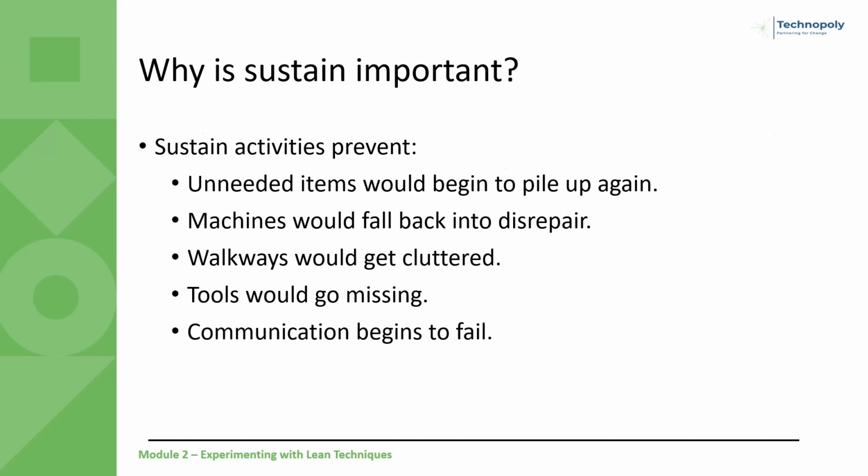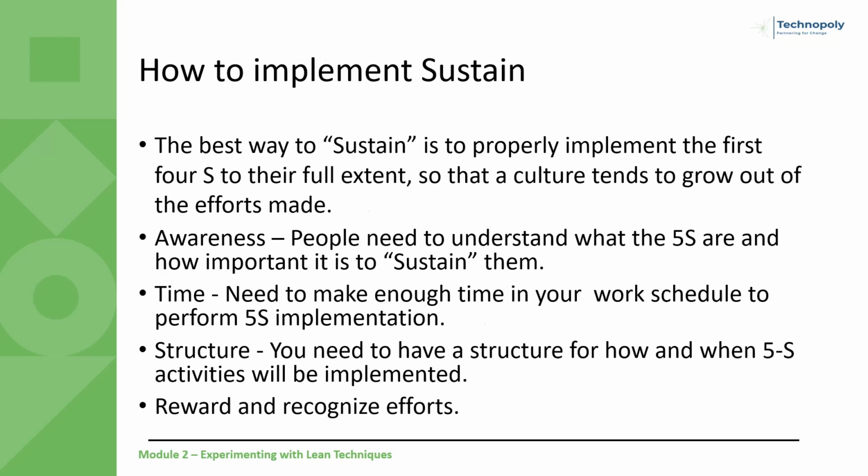Without sustain, we revert back to our old wasteful ways: unneeded items will begin to pile up again, machines would fall back into disrepair, walkways would get cluttered, tools would go missing, and communication begins to fail. The sustain phase ingrains visual workplace practices into our culture. The best way to sustain is to properly implement the first 4S to their full extent, so that a culture tends to grow out of the efforts made.